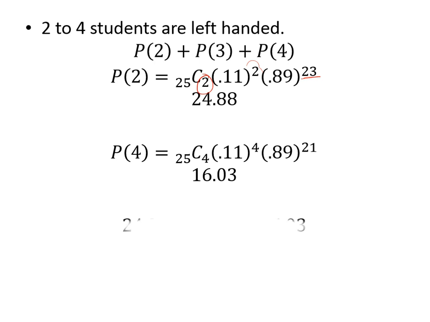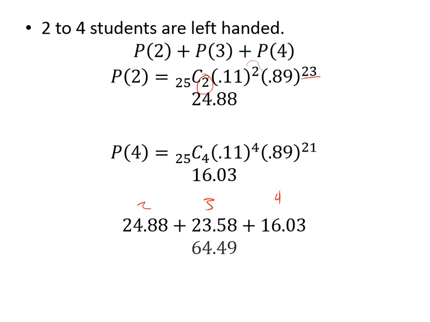And then to find the probability, we would add them all together. As you see, we have the probability of 2, 3, 4, and you see how it slowly falls. As you keep getting more and more left-handeds in the class, it's going to get smaller and smaller. So when we add all these together, we end up getting about 64.5%.